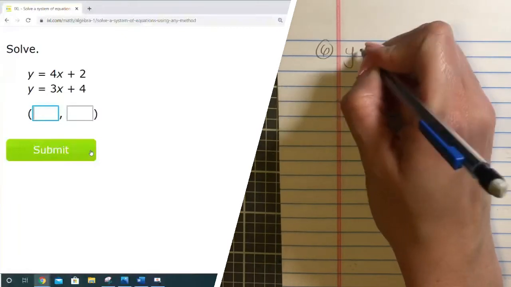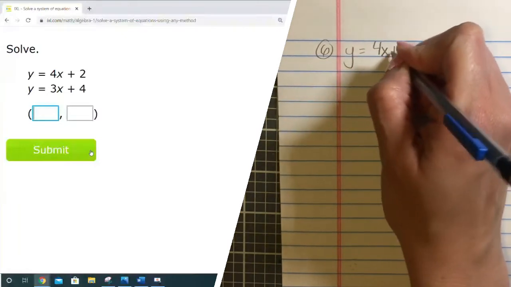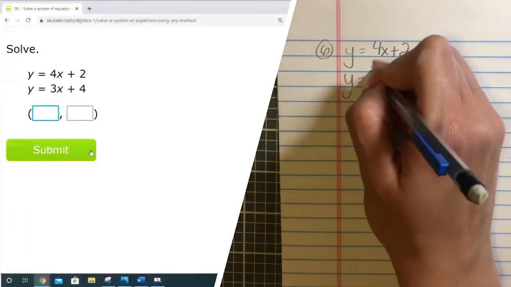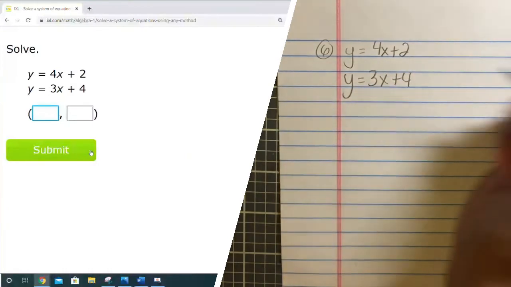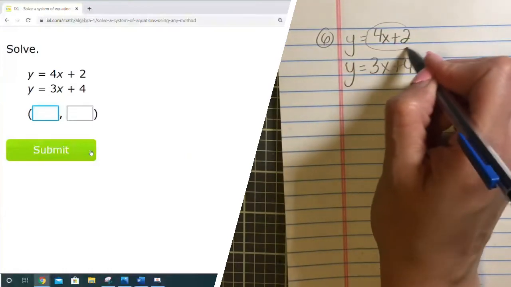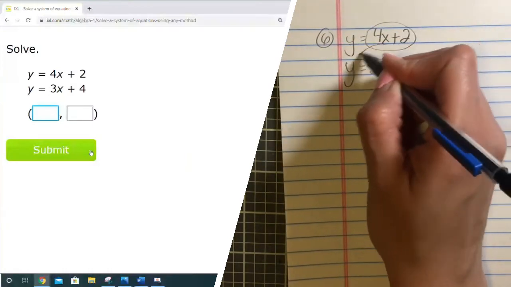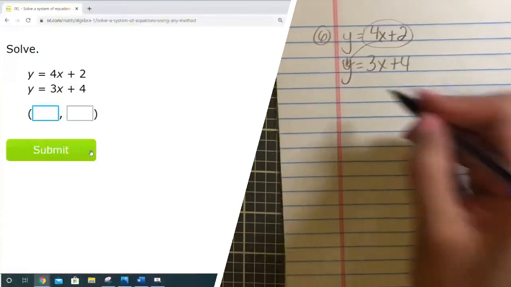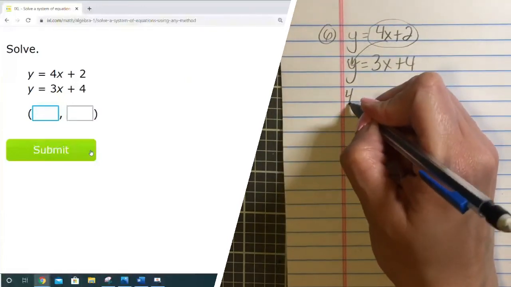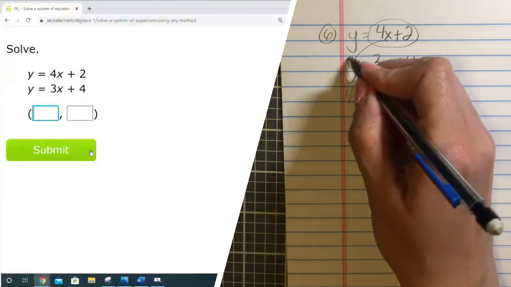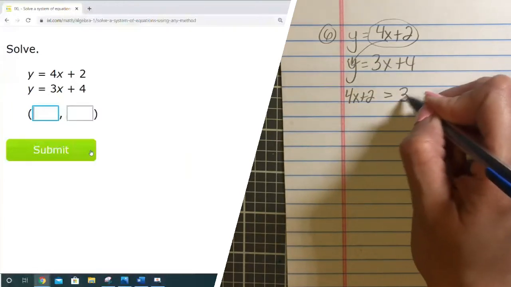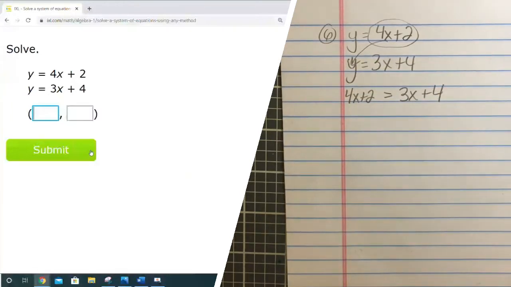All right, and then the next one here, we see very, very similar. You can see you get great practice at how to solve these. They're all super similar to one another. So I'm going to go ahead and take this equation, y is equal to it, and substitute it in right there. So we have 4x plus 2 equals 3x plus 4.